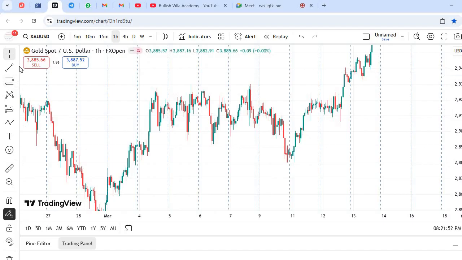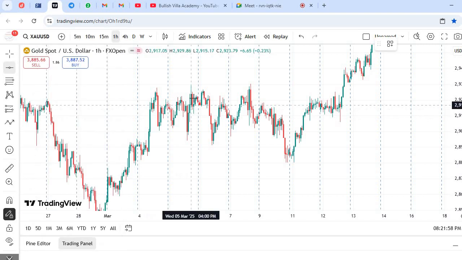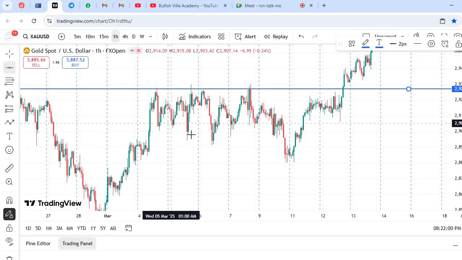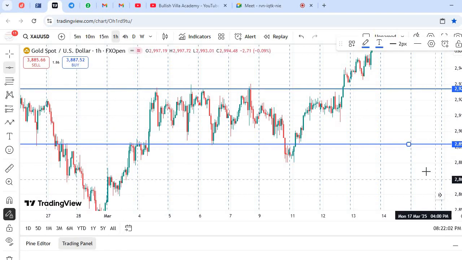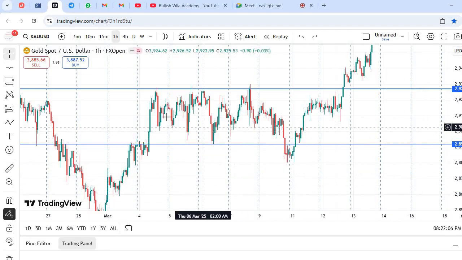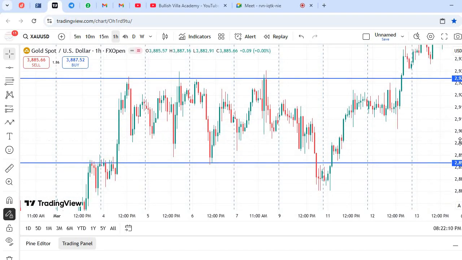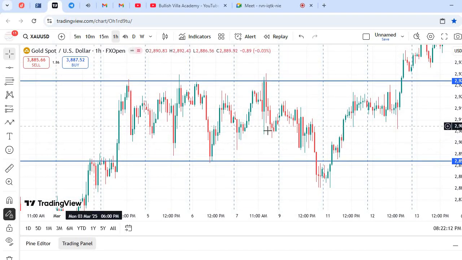Look at this. If you want to identify it, once you see anything like this, you can just come to your trend line. You pick the up, you also pick the down. Can you see? So this is a good example of a consolidated trend. Let me zoom it so that you can see it.